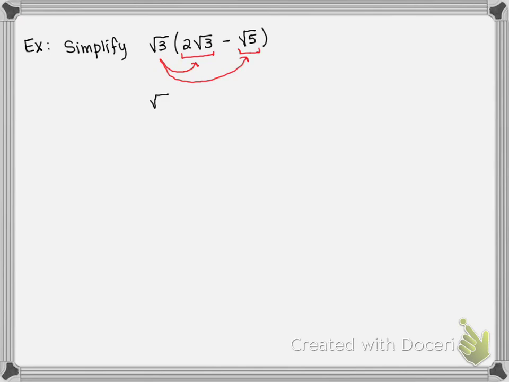So we have the square root of 3 times 2 times the square root of 3, minus the square root of 3 times the square root of 5. And then within each term, you can multiply radicals and you can multiply coefficients. So in that first term, I can multiply the square root of 3 times the square root of 3 to get the square root of 9. So this is going to be 2 times the square root of 9. And in that second term, I can multiply the square root of 3 times the square root of 5 to get the square root of 15.